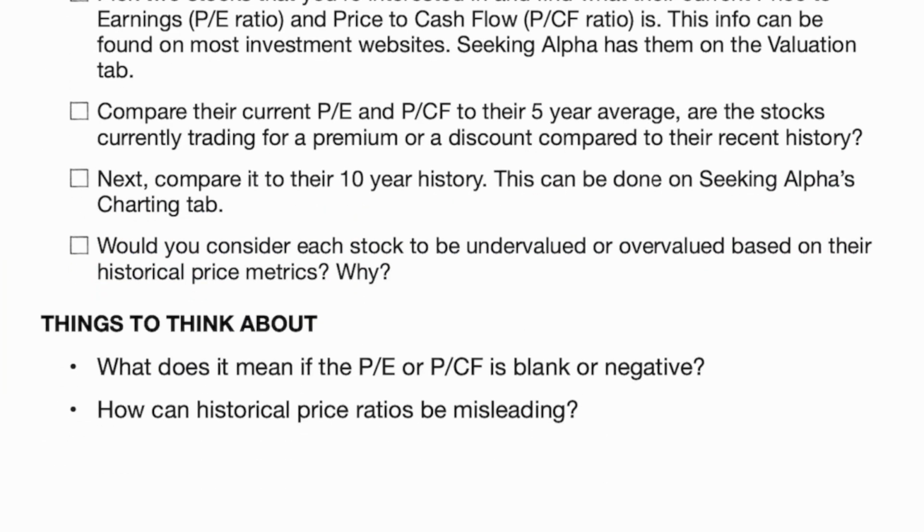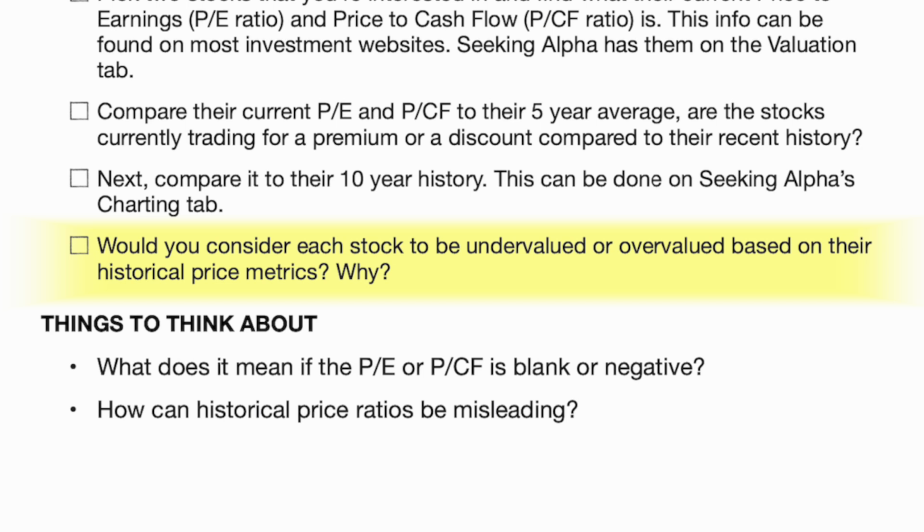Now, action step number 2, compare their current price to earnings and price to cash flow to their 5-year average. Are the stocks currently trading for a premium or a discount compared to their recent history? Next, go ahead and compare it to their 10-year history. This can be done on the Seeking Alpha charting tab. And then lastly, for each of the 2 stocks that you chose, would you consider each stock to be undervalued or overvalued based on their historical price metrics?